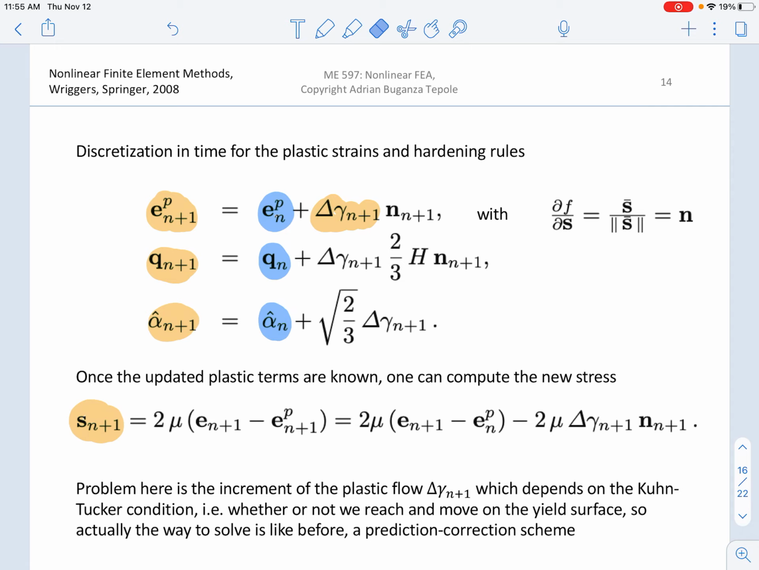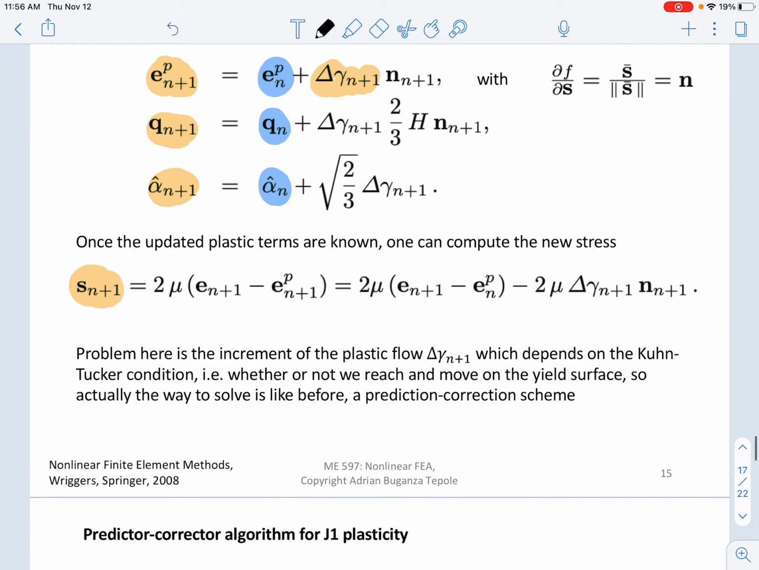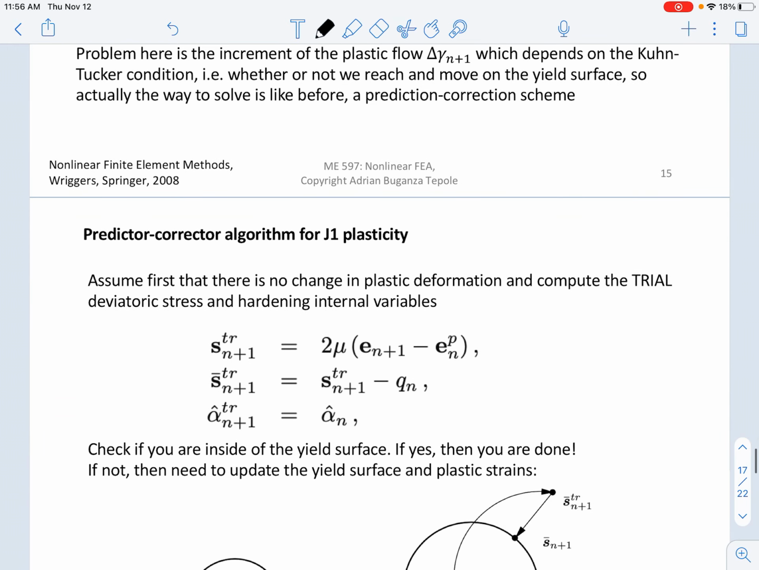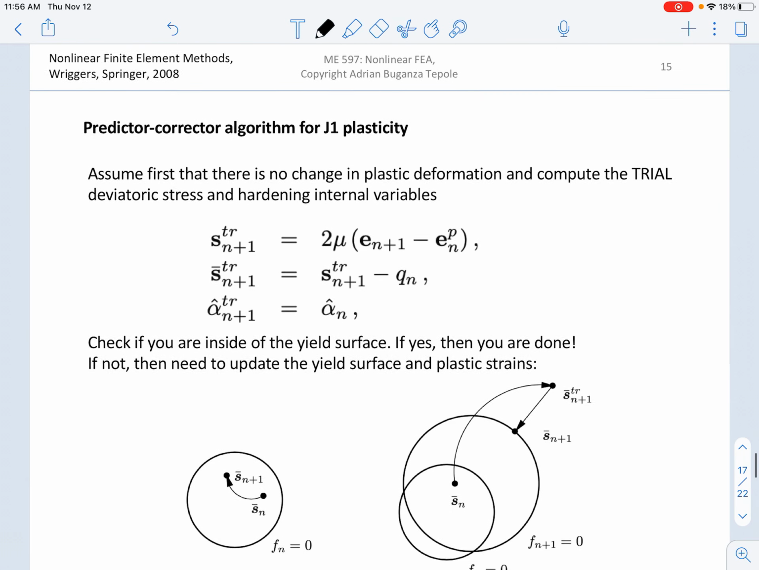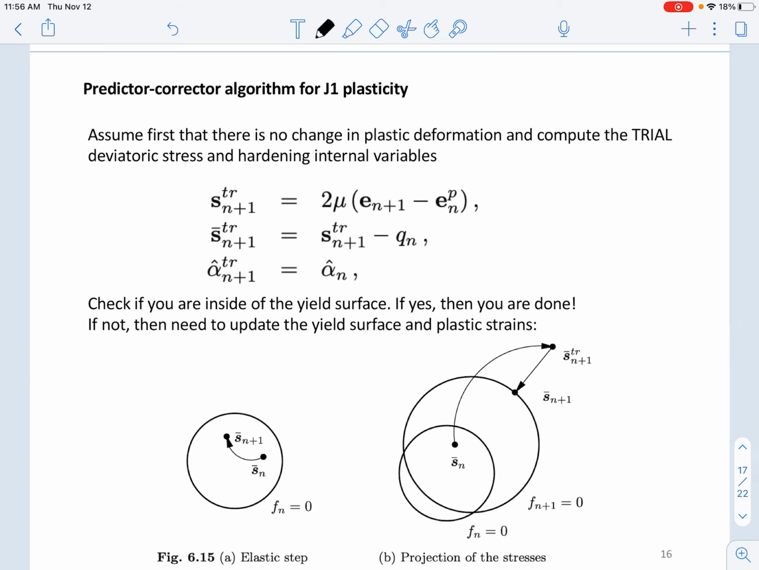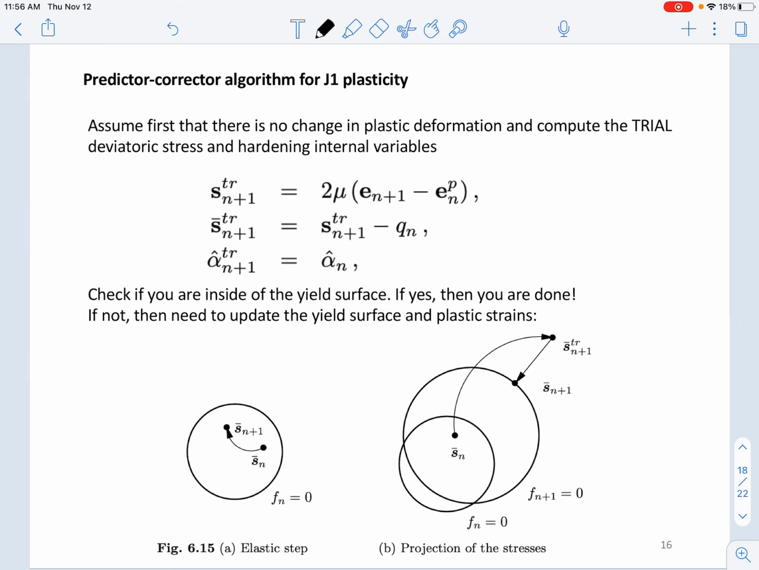So that one could be 0 or could be non-zero, depending on the inequality constraint. And so here you have to do the same thing as I said before, trial and then a correction. So what you do is, again, like a predictor corrector algorithm. So again, you are in your Newton-Raphson loop, you are looping over elements, looping over integration points.